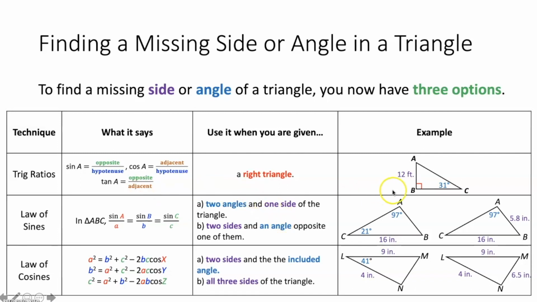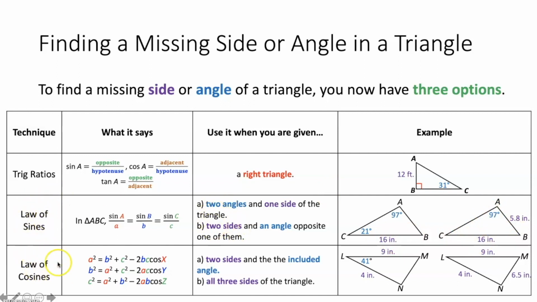But if you're given a non-right triangle and you're trying to find a missing side or angle, you can use either the law of sines or the law of cosines. And it depends on what you're given. So you're going to use the law of sines if, in your non-right triangle, you're given two angle measures and one side length. Or if you're given two side lengths and the angle measure opposite one of those given side lengths. That is when you use the law of sines.